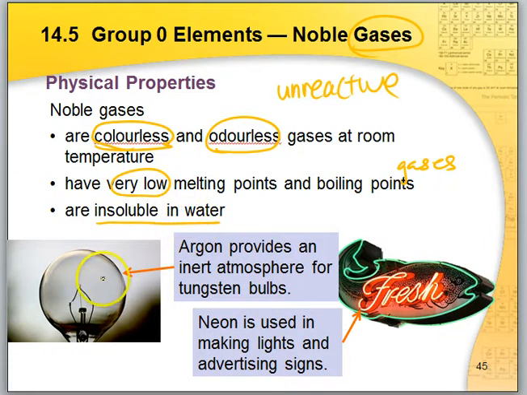But because they are so unreactive, what we do is we put them inside things that are very reactive. Such as your neon lighting and your light bulb, we put the noble gas in so as to make sure that the things inside our substance don't react with the things outside of the substance. For example, the filament here doesn't react with the oxygen in the air.